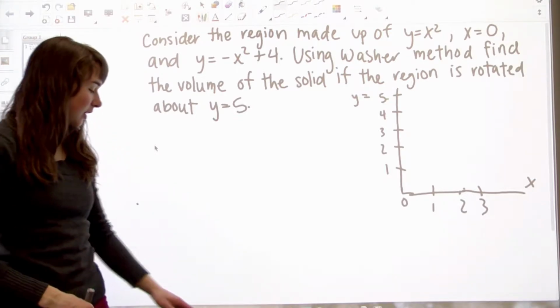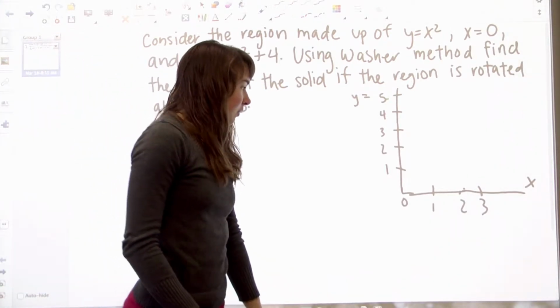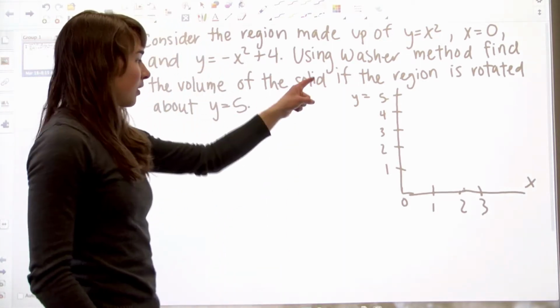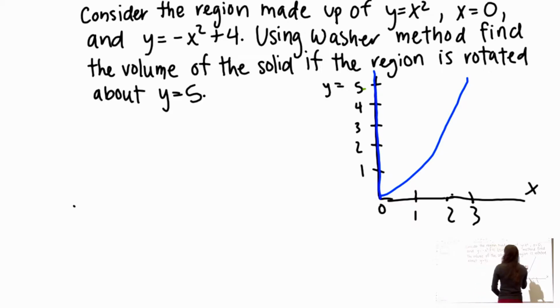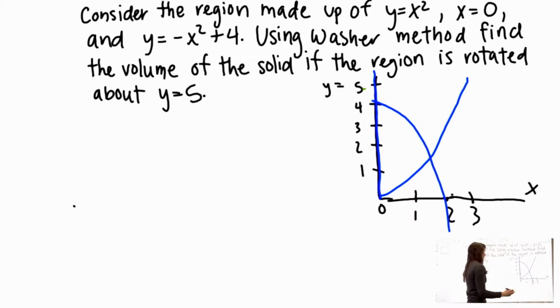So let's first take a look at our region. So we have y equals x squared, which is going to start here and go up. And then we have x equals 0, which is just this line. And we have y equals negative x squared plus 4. So we start at 4 and we go down. And then we're going to be rotating about y equals 5, which is up here.